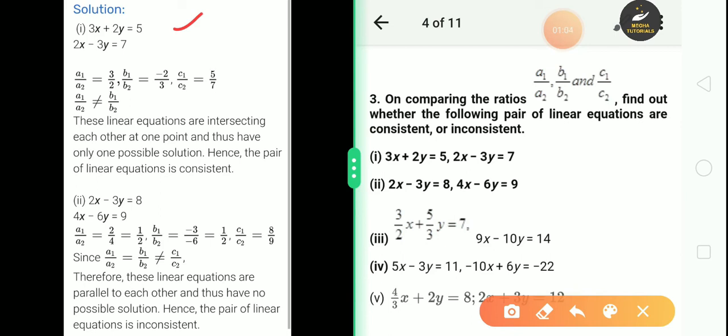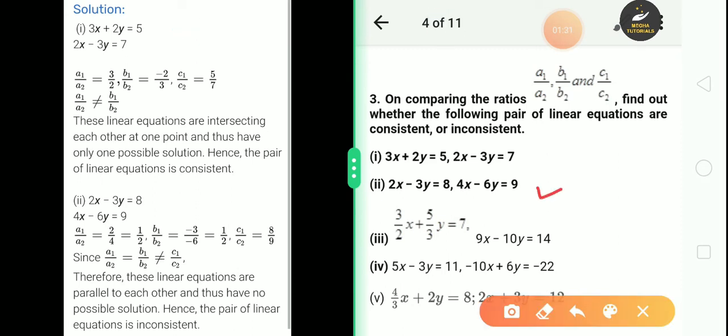So let's find the ratio. a1 upon a2 is 3 upon 2, b1 upon b2 is minus 2 upon 3 and c1 upon c2 is 5 upon 7. So from the ratios we can write a1 upon a2 is not equal to b1 upon b2. It means lines are intersecting, so that we are getting a solution. Therefore we can say that the given pair of equations are consistent.